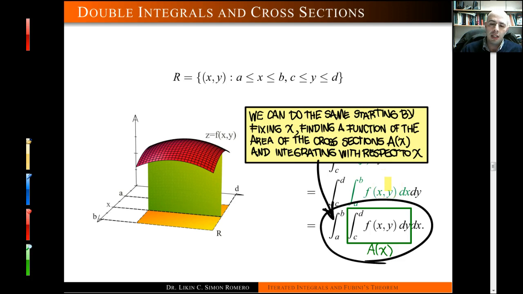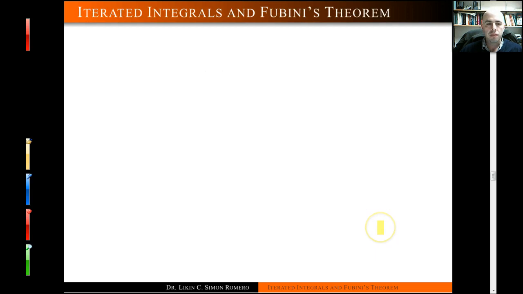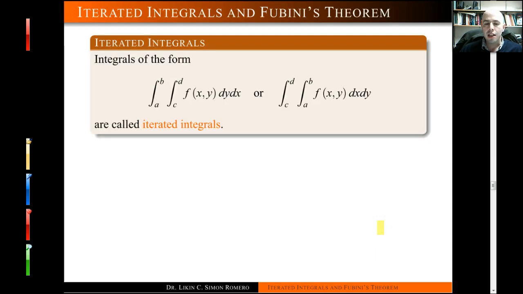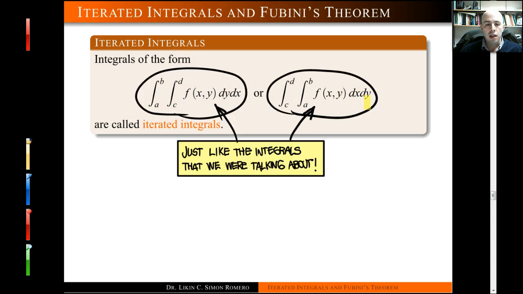And notice that this is one way that you can compute it, but we could do the same by, instead of fixing y, fixing x, and these are the areas of the cross sections with respect to x, and then integrating the area, A of x, with respect to x. So notice that in this case we are getting two integrals more or less in the same way. So an iterated integral is an integral of this form: an integral that first you integrate with respect to one variable, and then with respect to the other one, of a function of two variables. Notice that these are the integrals that we were talking about.